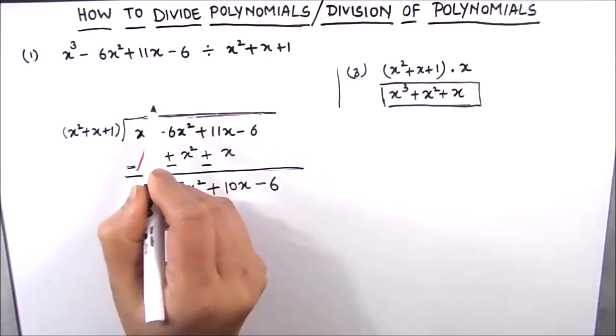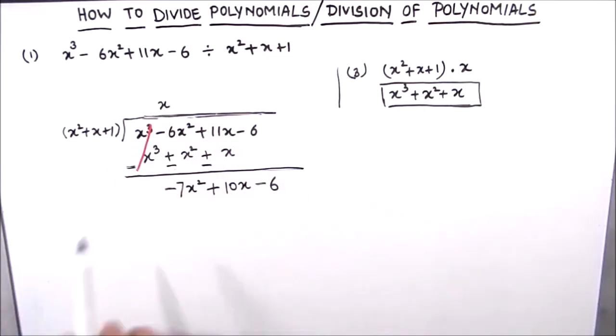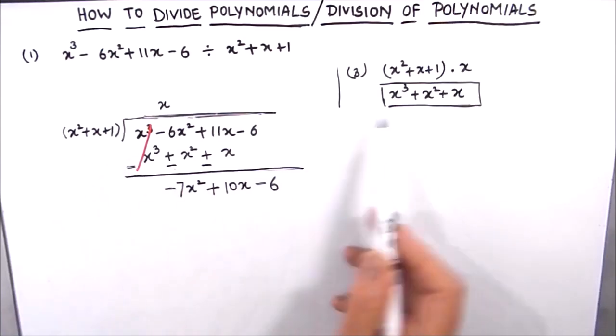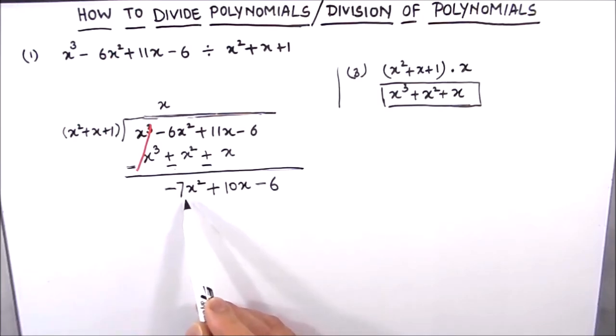And our quotient is x. Sorry, I forgot to write the quotient. The quotient is x. The next step is the same as the second step, where we have to multiply the divisor with such a number so that we can get the first term in the dividend.